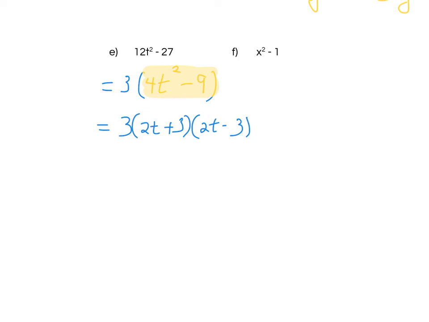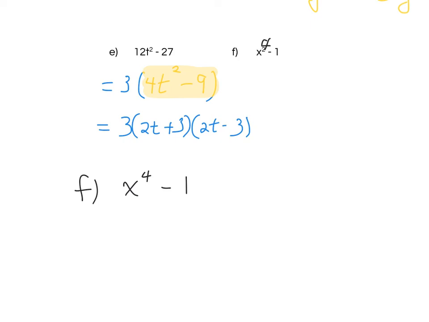Okay, I'm noticing that there's a typo in the next question. So what I want you to do is change this 2 for a 4. That's kind of messy. I'm going to rewrite it down here. So we're going to call this question F, and I'm going to say x to the power of 4 minus 1.